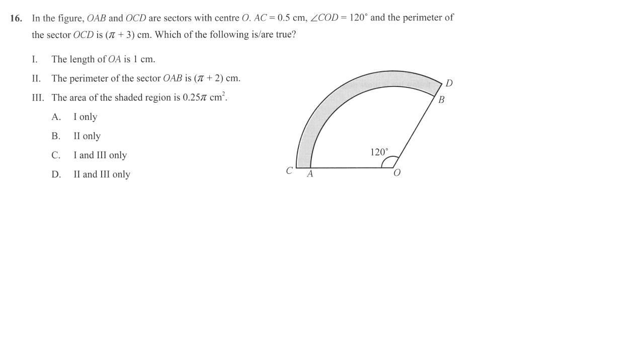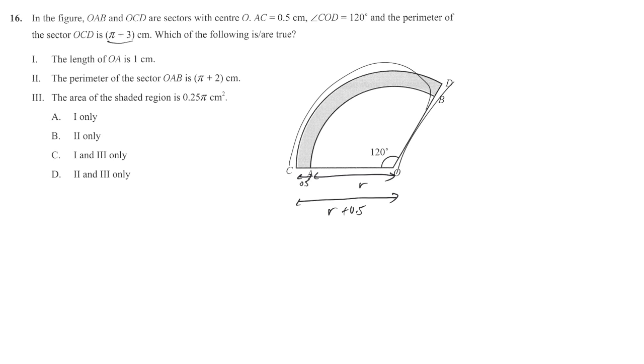Alright, question 16. And then they say that AC, this distance, is 0.5. So the best method is you let this one be radius r, and then the large radius is r plus 0.5. That's the best way for you to use the information. Angle theta is 120, and the perimeter OCD, that means the large one, is given as pi plus 3.